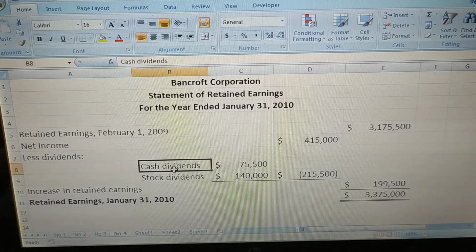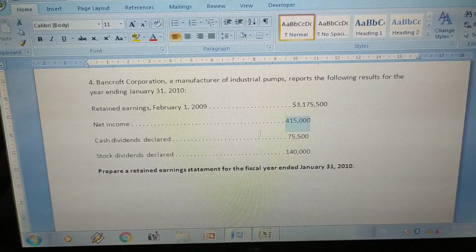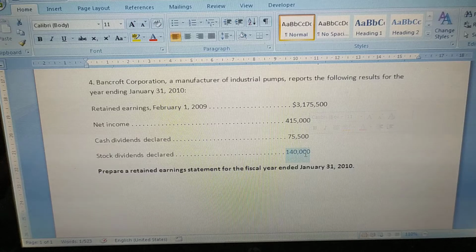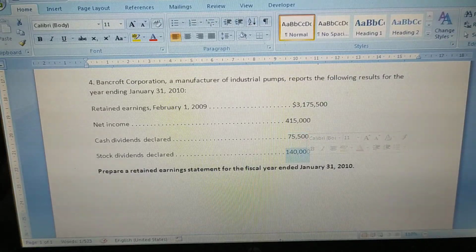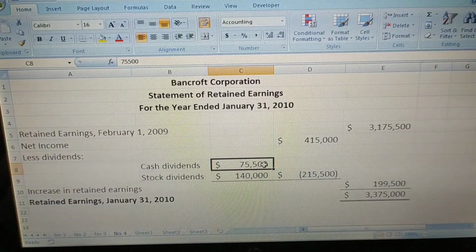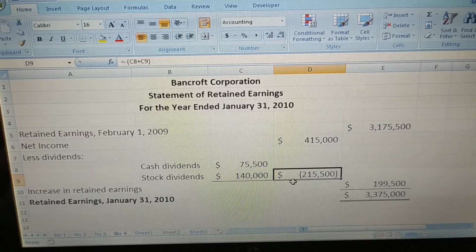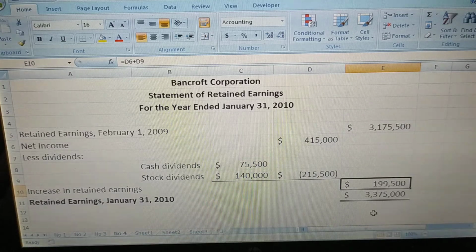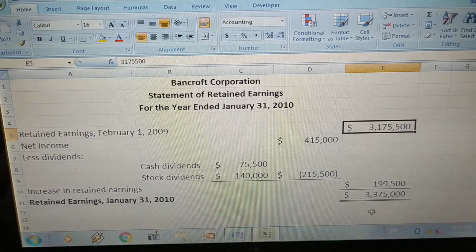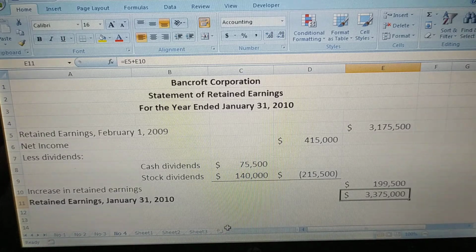And then you subtract dividends. There are two types of dividends here. So you write first cash dividends, and then stock dividends. You sum it, it becomes 215,500. Then you subtract it from net income, and you get the increase in retained earnings, 199,500. Then you sum it with the beginning retained earnings, and you get the ending retained earnings. That's all about the week 9 assignment.